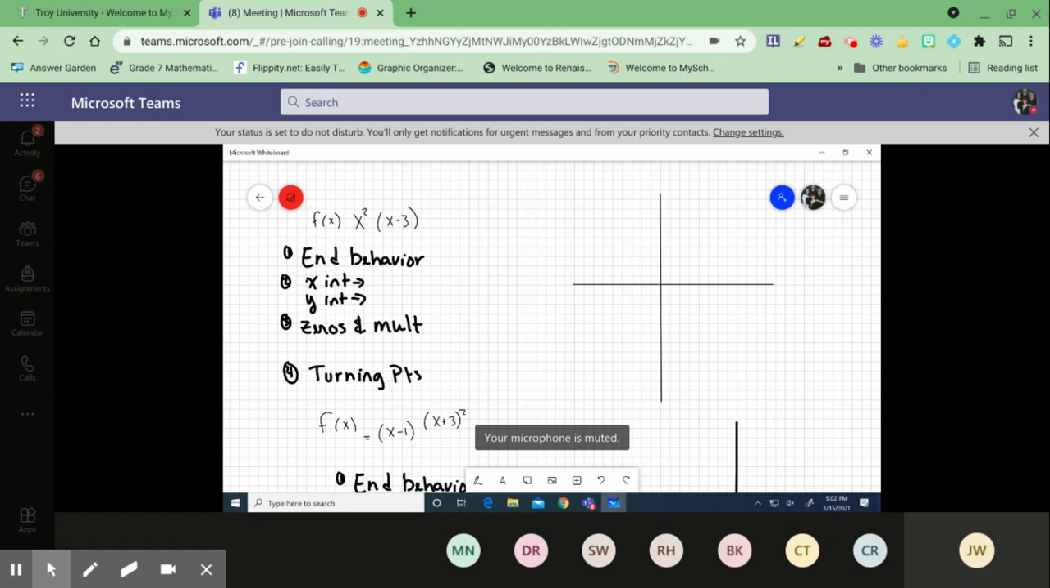If I have the polynomial x squared times x minus 3, what's going to be the degree of that polynomial, guys? If I multiply it all out back to its standard form, and I say x squared times x, I get x to the third, minus... right? So the degree of the polynomial is 3.